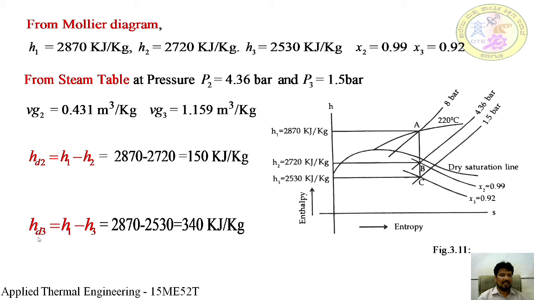Similarly, the heat drop at exit is H1 minus H3, this is the formula. The H1 value is 2870 and H3, from the Mollier diagram, is 2530. The difference of this is 340. So 150 is the value of HD2 and 340 is the value of HD3.